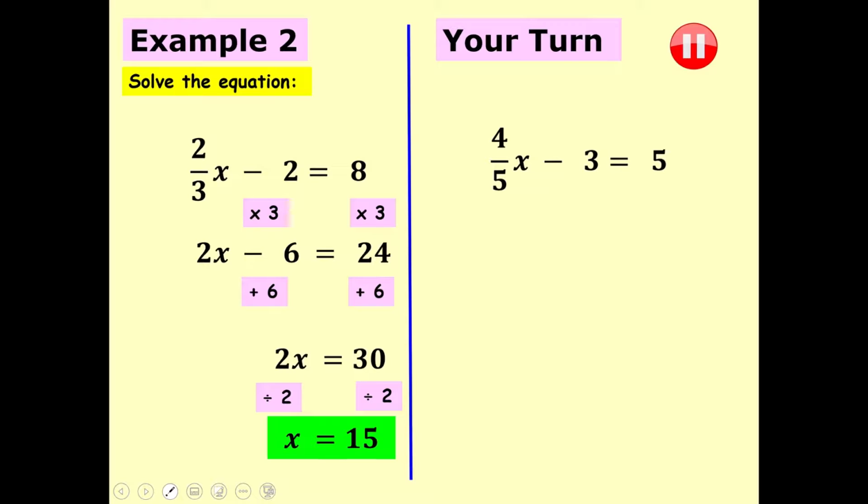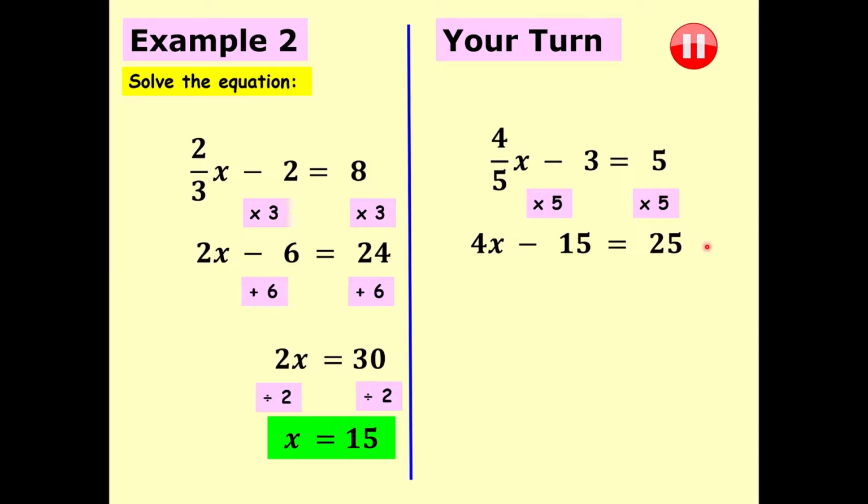Okay, let's go over the answer. Hopefully you have given that a go. So we're going to multiply by 5 to get rid of our fraction. So multiply every single term by 5 to give us 4x, subtract 15 equals 25.